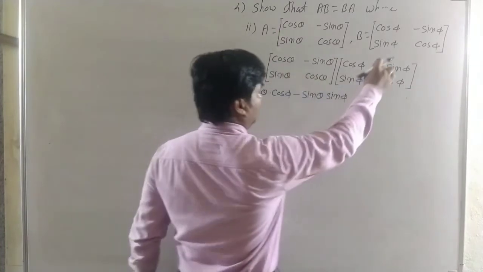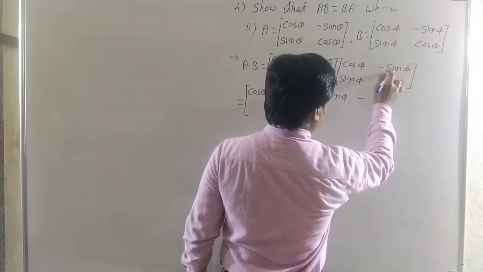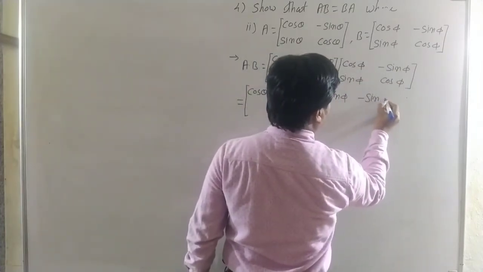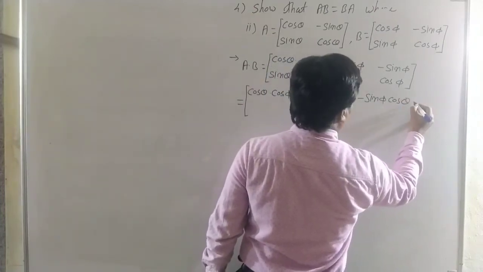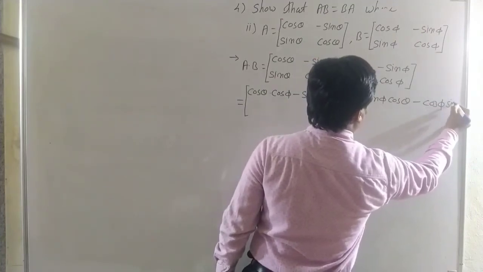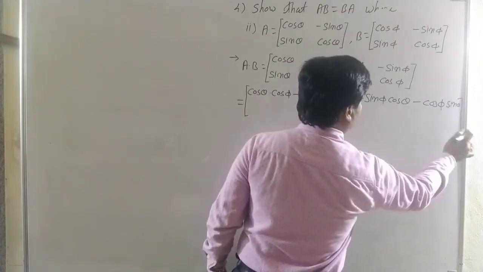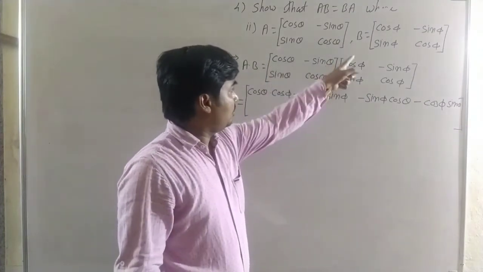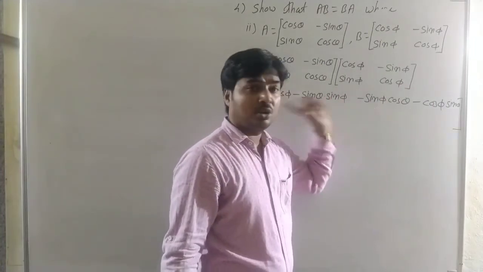Now first row second column: minus, here cos theta and it is sin, minus, we can write sin theta first, sin phi cos theta, and minus cos phi sin theta. Okay, here only the multiplication, first row first column and then first row second column. Both are minus.